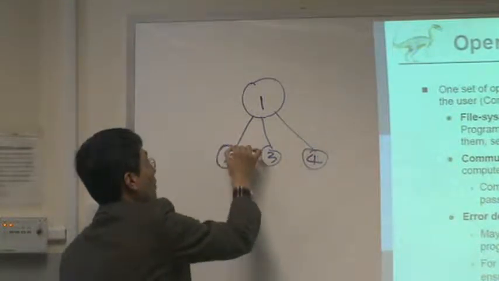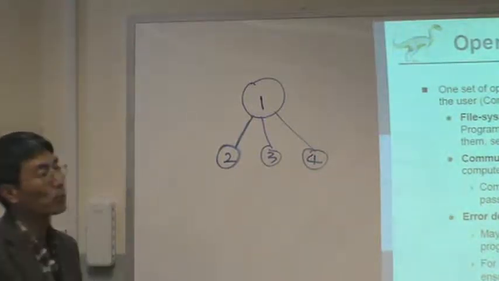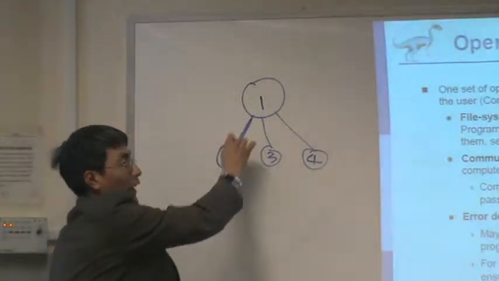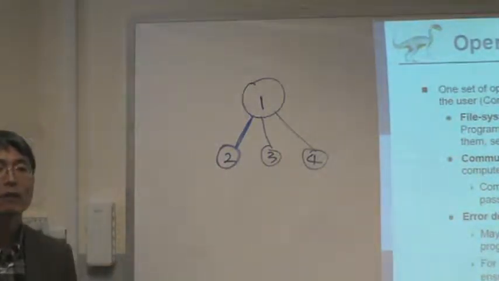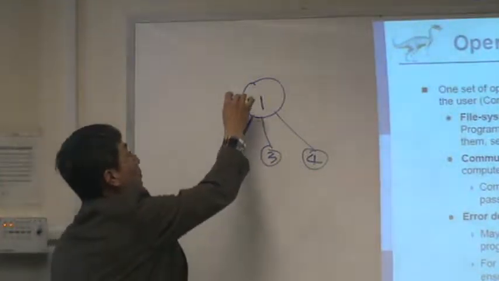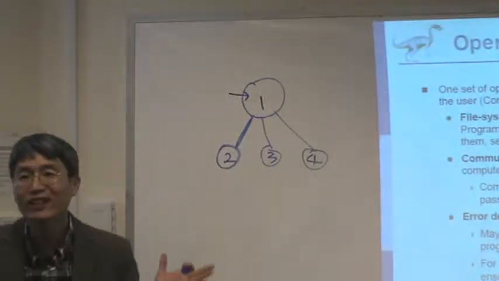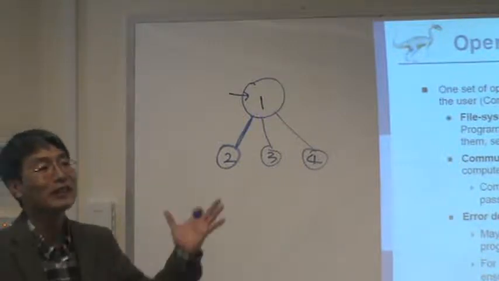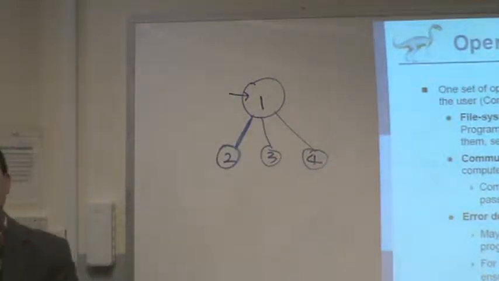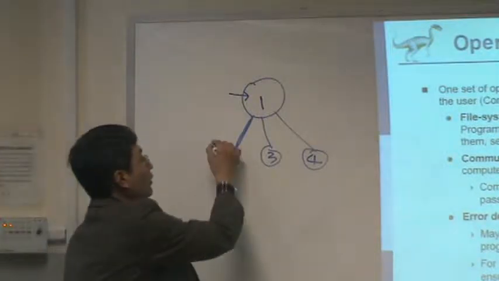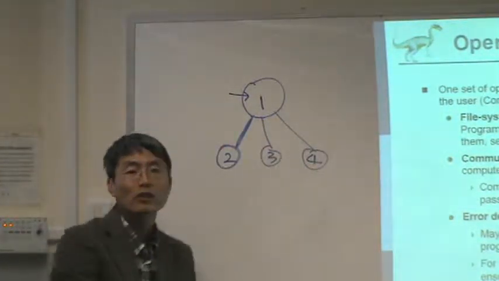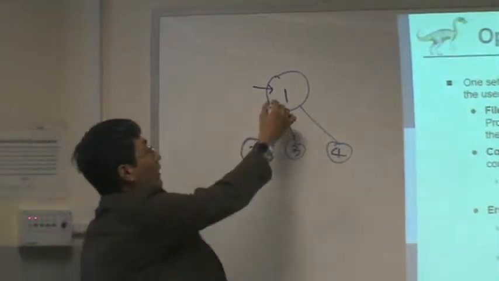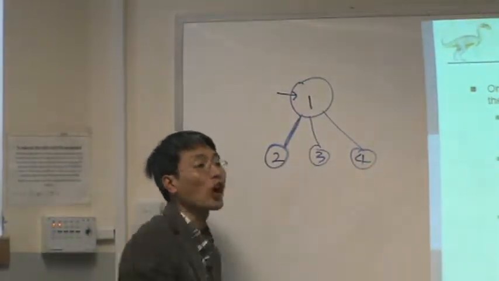The parent process of process 2 is process 1. So they need to communicate. For example, if this process is terminated, automatically the other process will be terminated, something like that. How can we do that? Because they can communicate with each other.